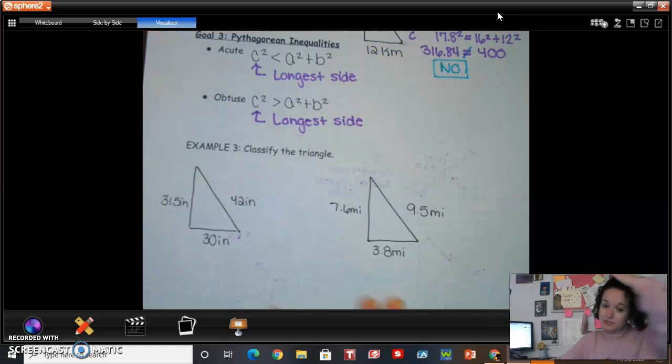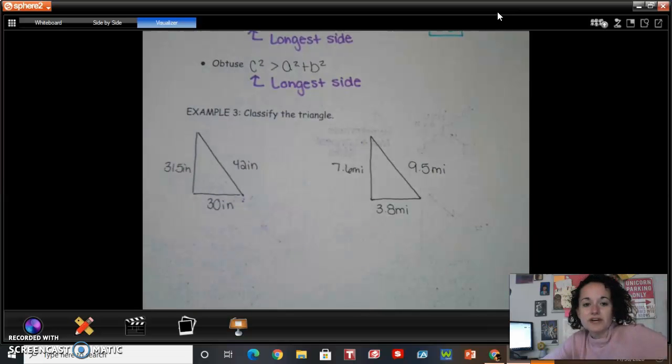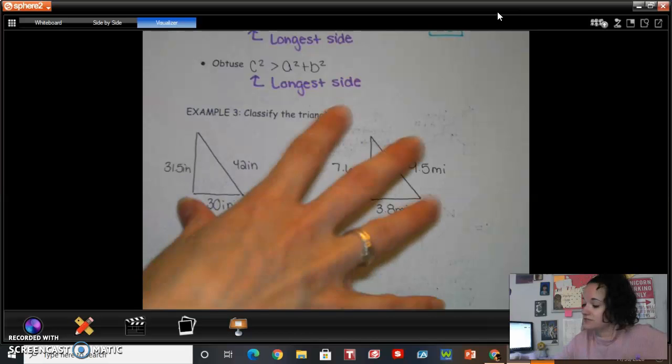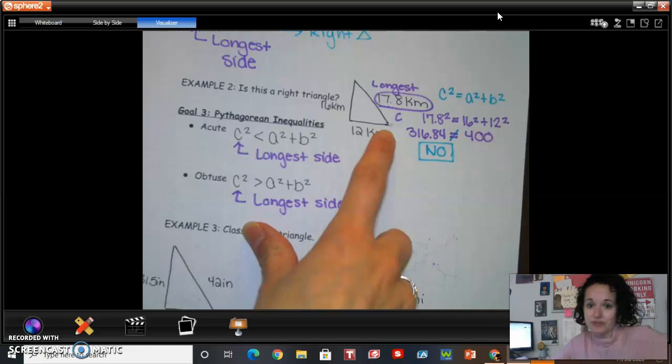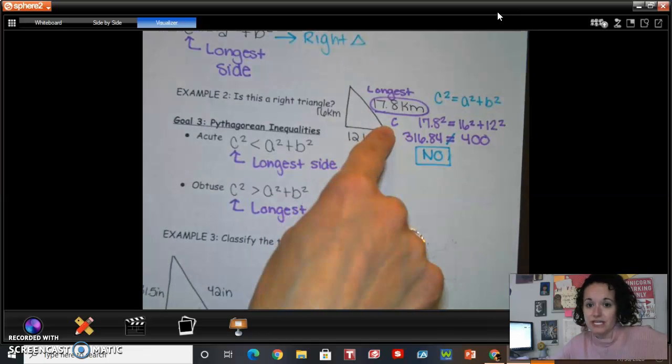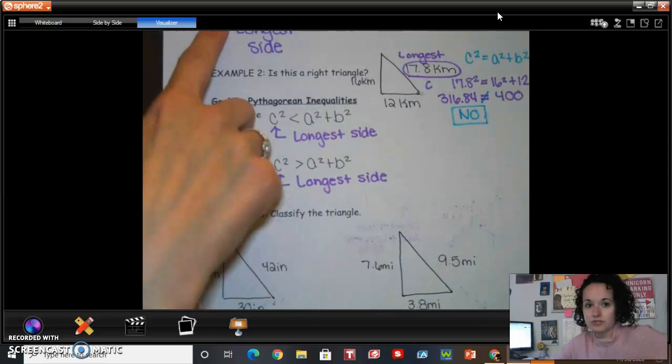All right, so let's do some examples, and this is your last example for today. Classify the triangles. We're going to use our formulas up here to determine whether they are acute or obtuse. When you do your homework, you're going to have three options: right, acute, or obtuse to pick from. I don't have an example of a right triangle in your notes, but if this was equal, it would be a right triangle. So just remember, equal is whenever it's right.